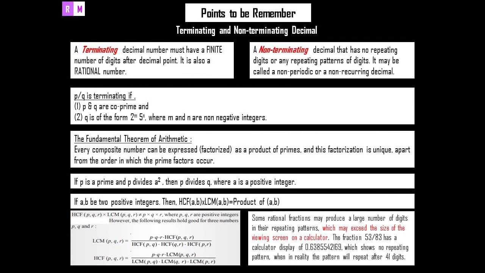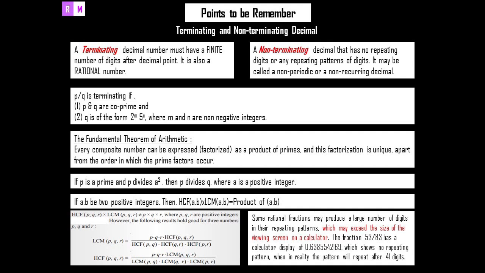As we know, decimal numbers are of two types, terminating and non-terminating. Terminating numbers have a finite number of digits after the decimal place, and non-terminating decimals are non-terminating in nature. If p by q is a terminating number, where p is the numerator and q is the denominator, then p and q should be coprime and q should be of the form 2 to the power m and 5 to the power n. Our next point is the fundamental theorem of arithmetic.